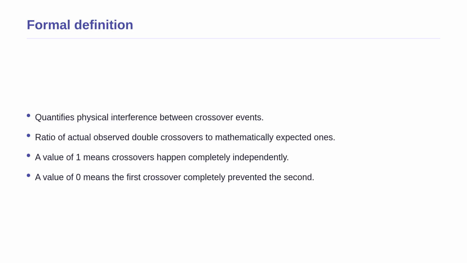If the coefficient is exactly 1, it means crossovers happen independently, without any physical interference at all. Conversely, a value of 0 means the first crossover completely prevented the second one from happening. It bridges the gap between theoretical probability and biological reality.